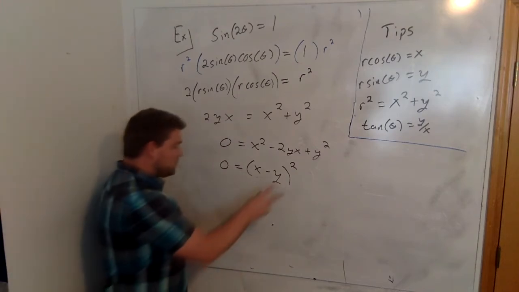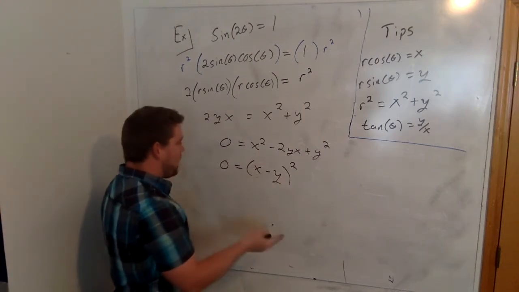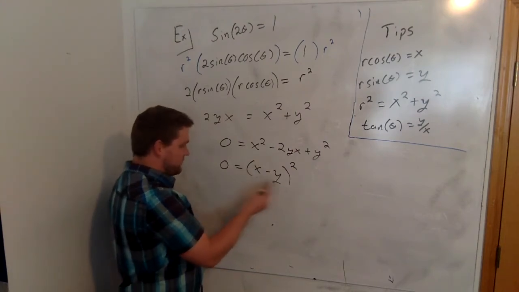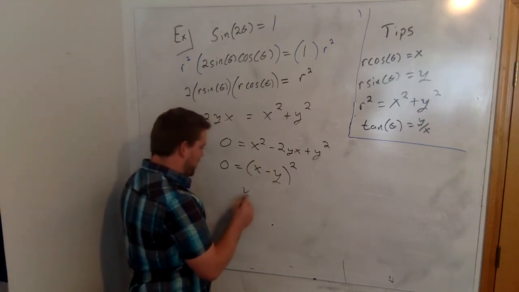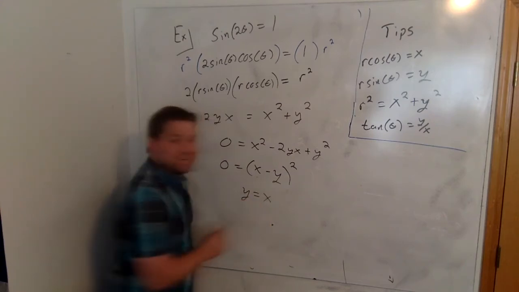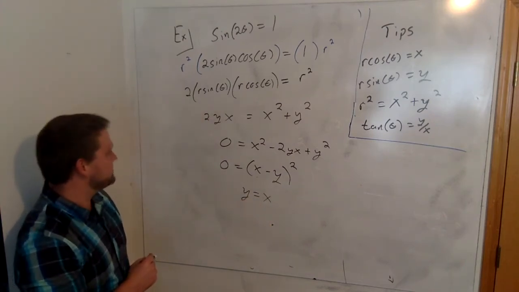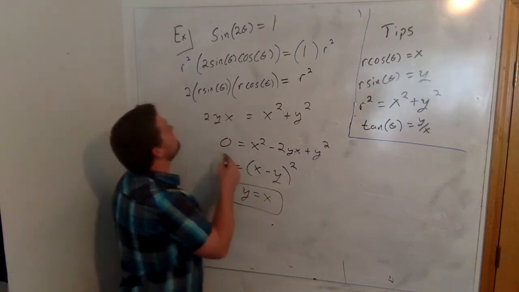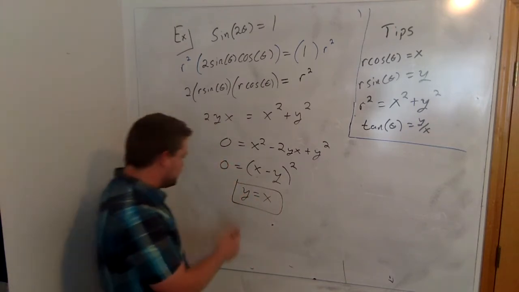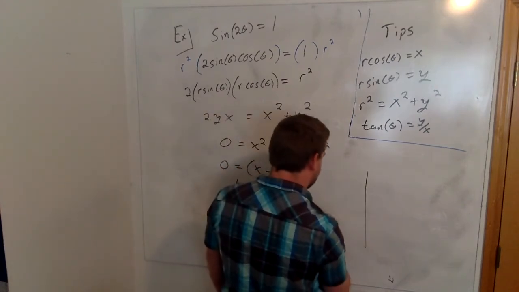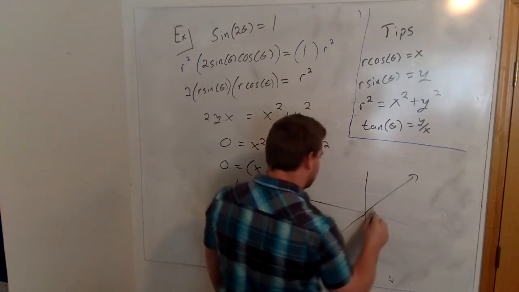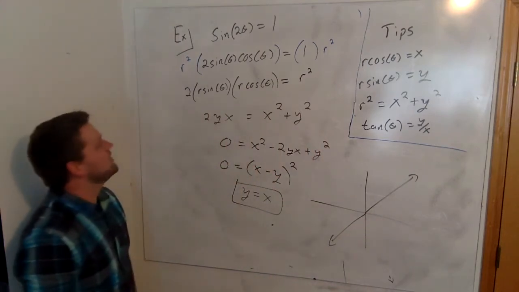Okay, so looking here, you could square root both sides, but this is basically saying that y has to be the same thing as x. So this is the equation. So this whole time, sine of 2 theta equaling 1 is just the line y equals x. So there we have it. That one was fun.